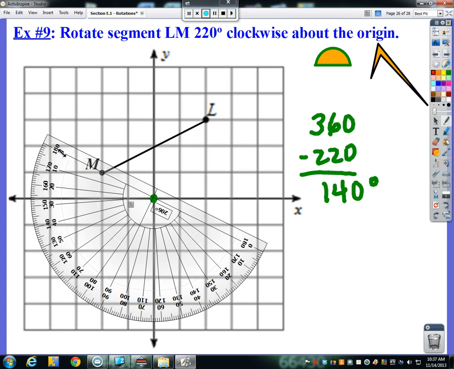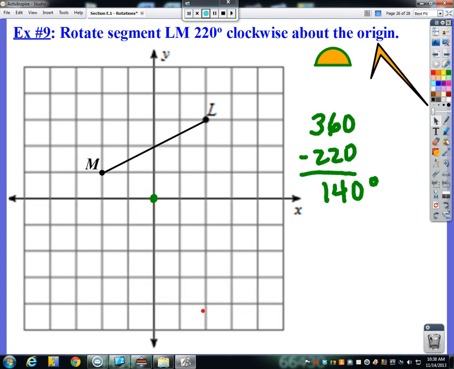So here's 0, 10, 20, 30. So notice I'm using my inside numbers here since that starts at 0. And 140 would be here, which is on that same 40 line there. So I'm just going to put a little dot right there. And we're done with the protractor.